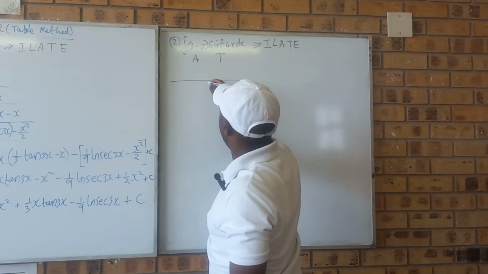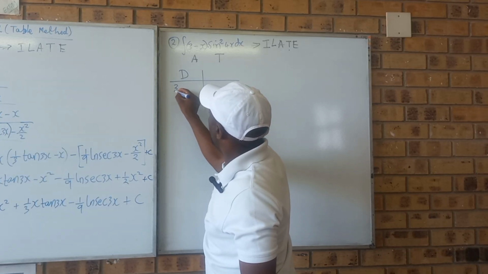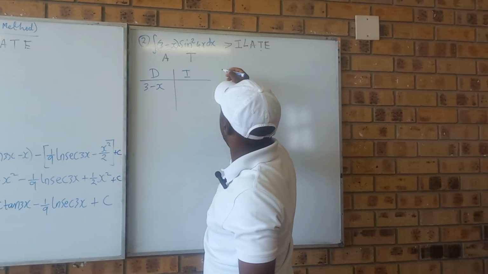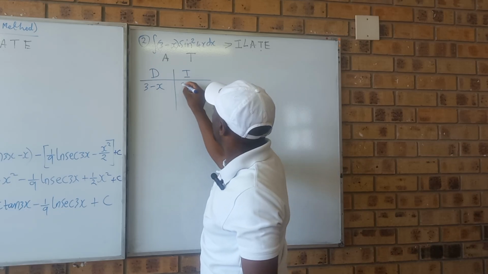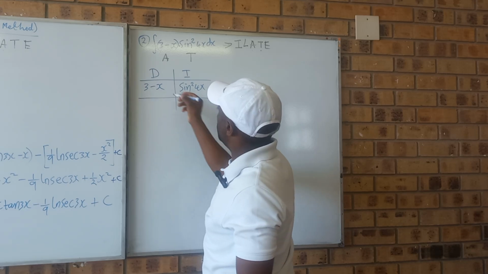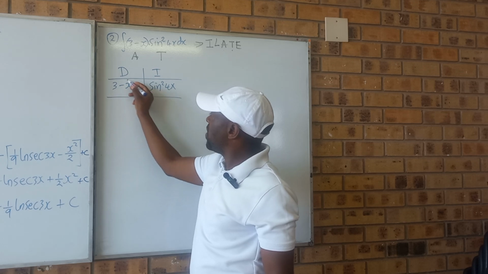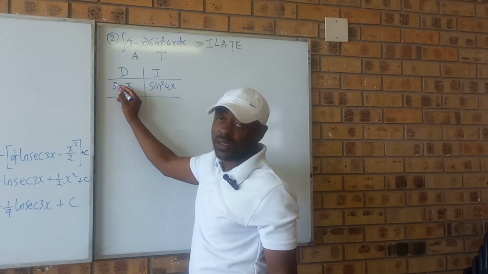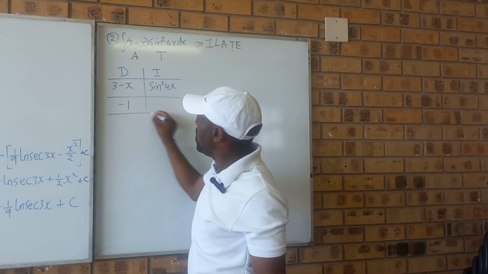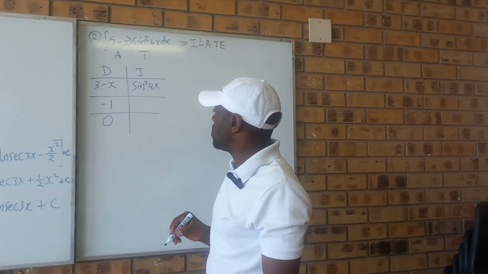So with the table method, algebra that comes first should fall under derivative. The trig that comes second falls under integration. So we'll have our sine squared 4x there. Now the part under derivative tells us where we end. So if I differentiate 3 minus x, you know the derivative of 3 is 0, that's a constant. The derivative of negative x gives me negative 1. Then if I differentiate negative 1, it gives me a 0. That tells me where my integration ends.